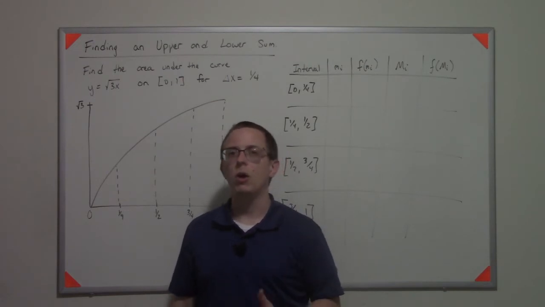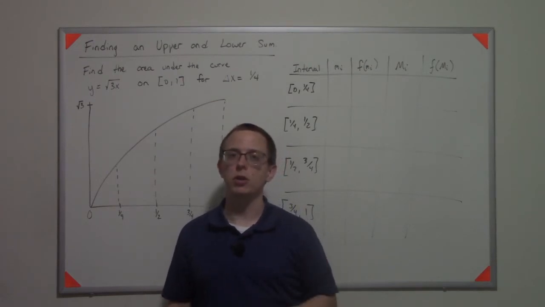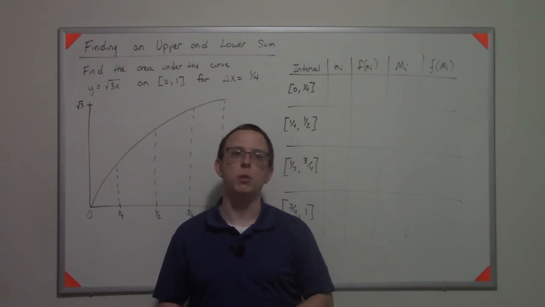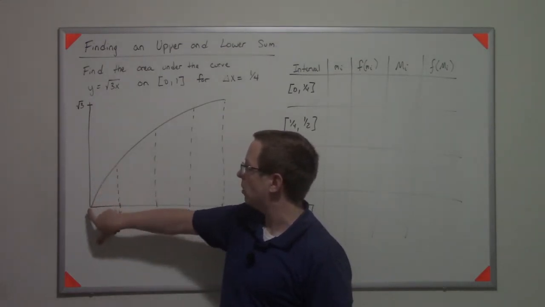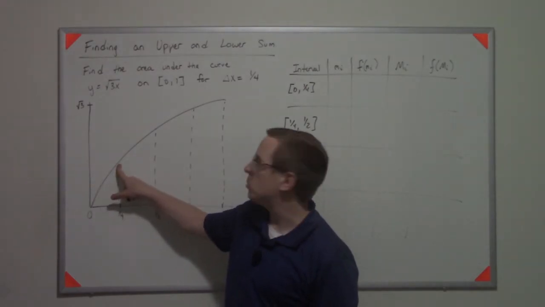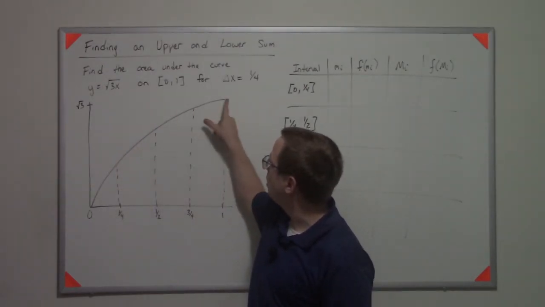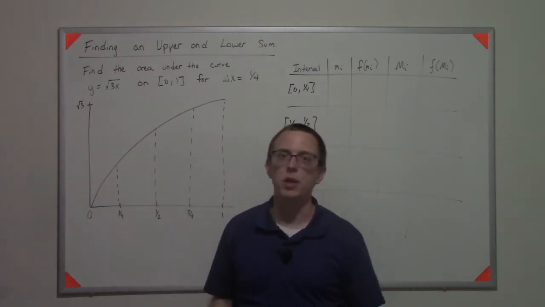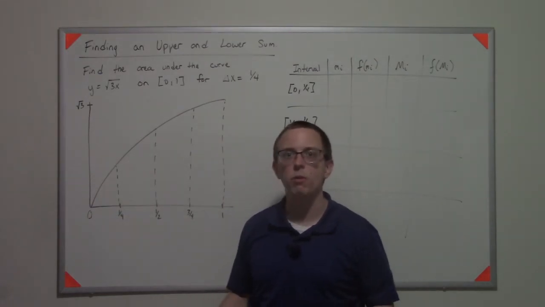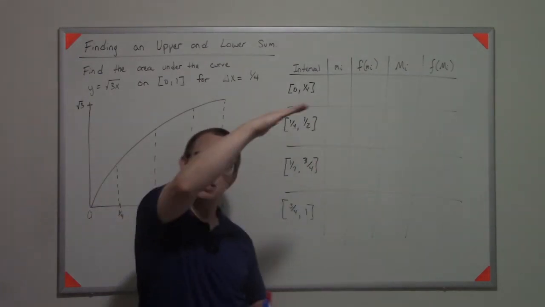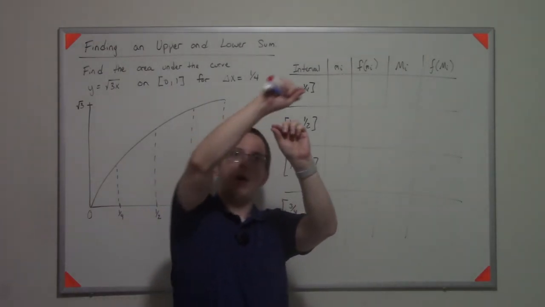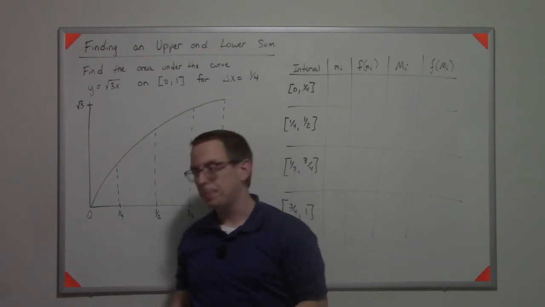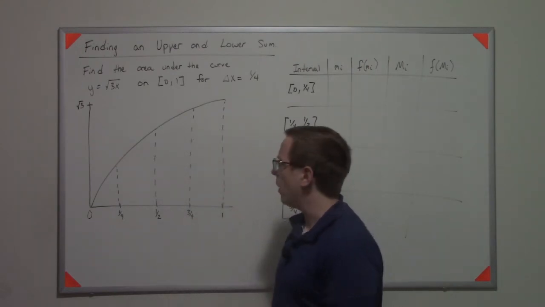Monotone increasing functions always have their maximum at the end point of the interval because it's always increasing. So on any interval, the maximum will be at the end point and the minimum will be at the starting point. That's just a guarantee from what we know about calculus. If it's increasing, it's always going towards its maximum. Anyway, just something to be aware of.